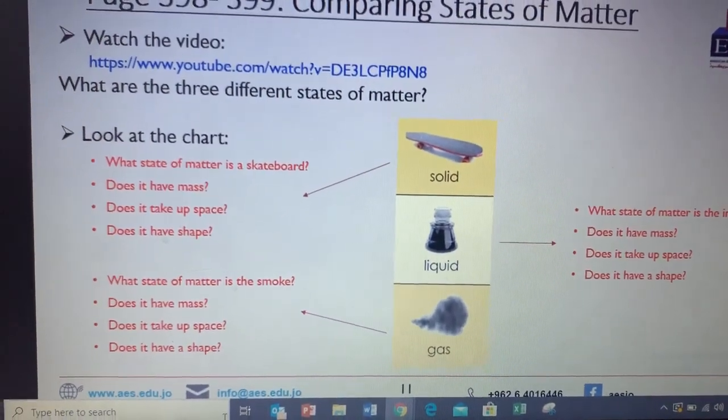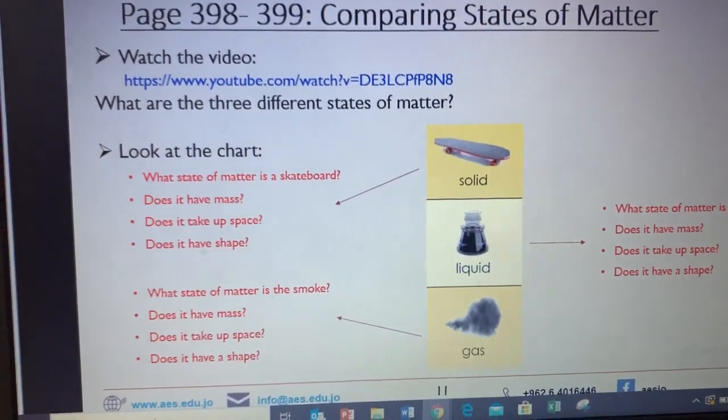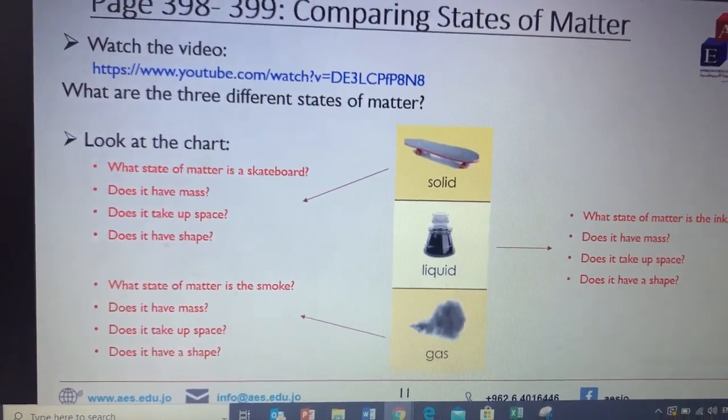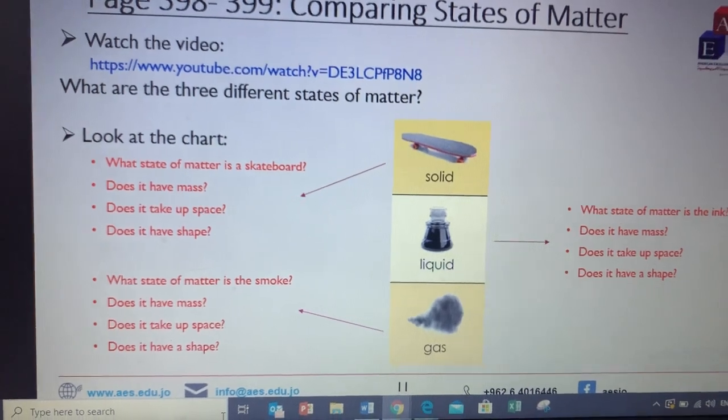Here the gas. What state of matter is the smoke? Does it have a shape? Does it take up space? Does it have a shape?